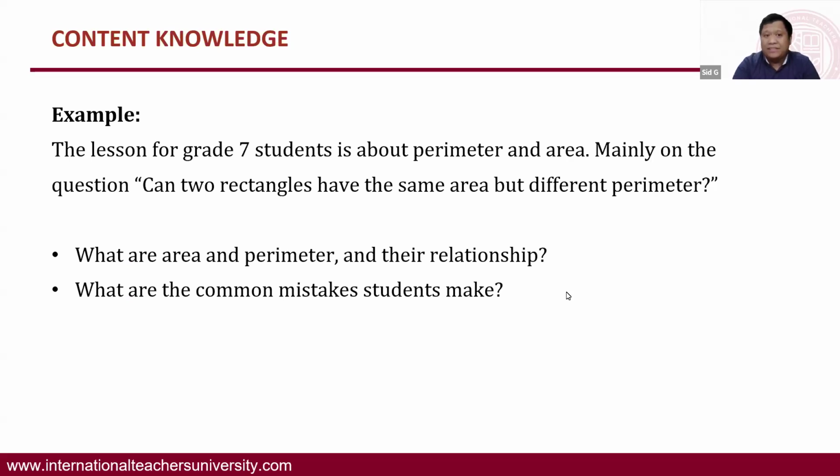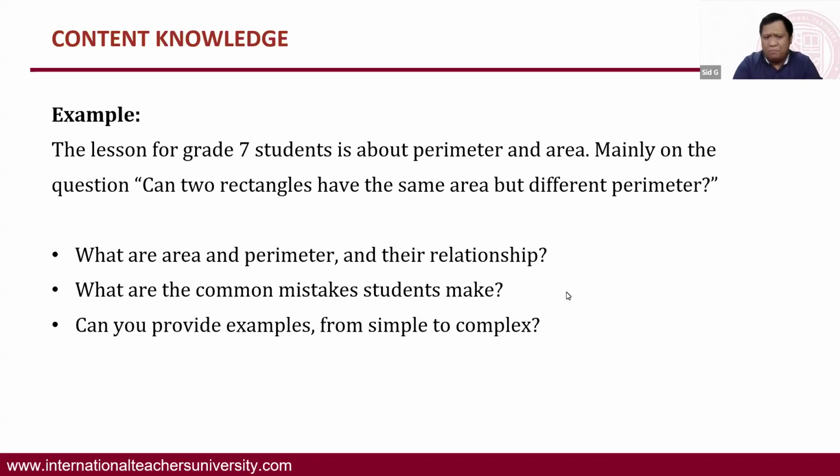Common mistakes of the students: sometimes on perimeter they multiply the length and the width, or sometimes on area they just add the length and the width, or as I mentioned before, the units are not correct. Can you provide an example? If your example is given and no students can understand it, can you make it easier or more simple so that they can grasp the idea of what you're trying to say? Then for those students that are really gifted and talented, can you make it a little bit harder for them so they will be challenged?